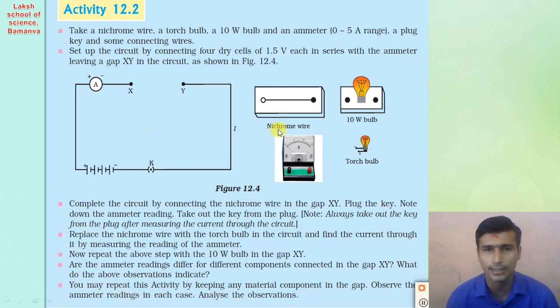So not only the nichrome wire: the electric currents passing through the nichrome wire, copper wire, aluminum wire and steel wire are different because of their different resistance. So different materials have different resistance, and accordingly their current is also different. Normally in our houses we use copper wire.